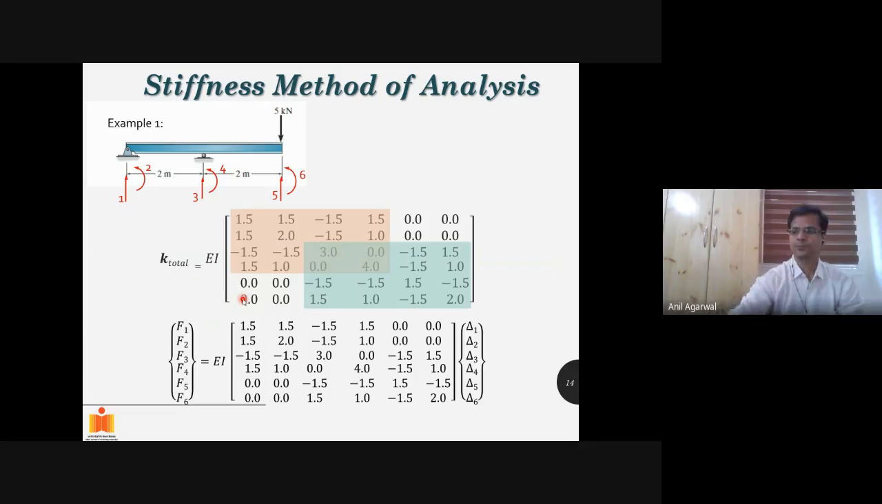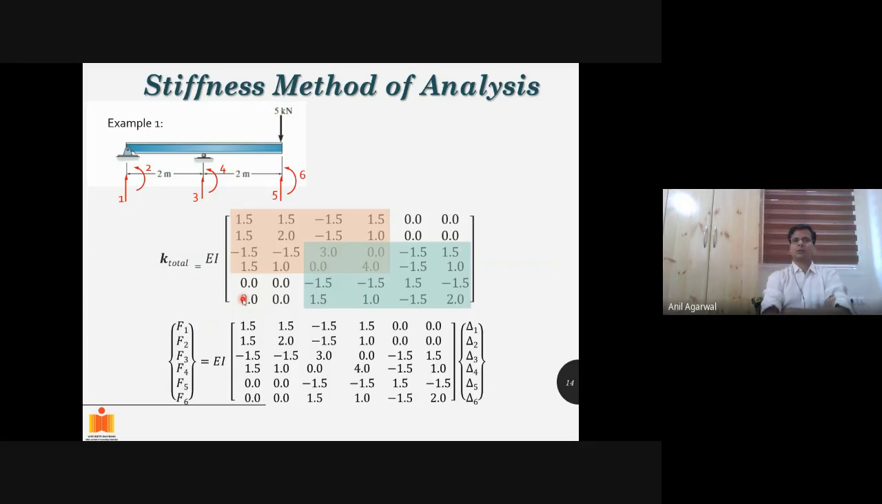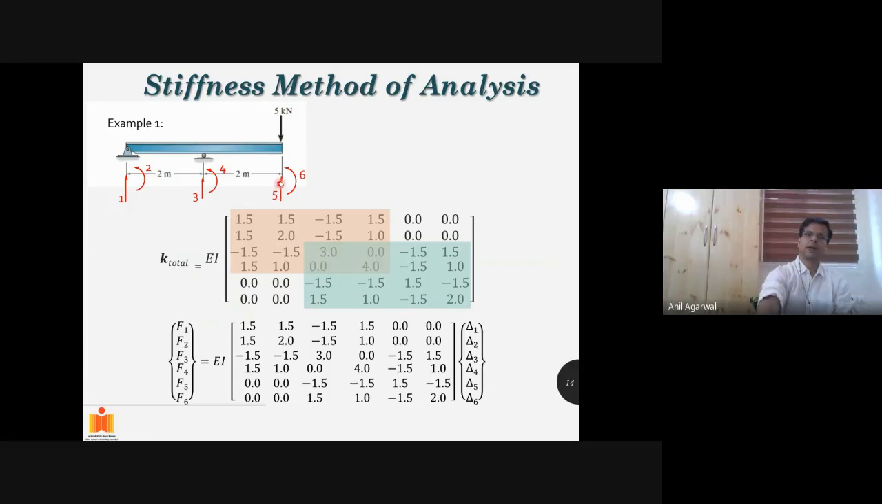Anybody? So when the displacement is applied at 5, there is no influence on one force. That is correct, but does that sound okay? If I have a structure like this here, I apply a unit displacement at 5, should I not have any force at 1?